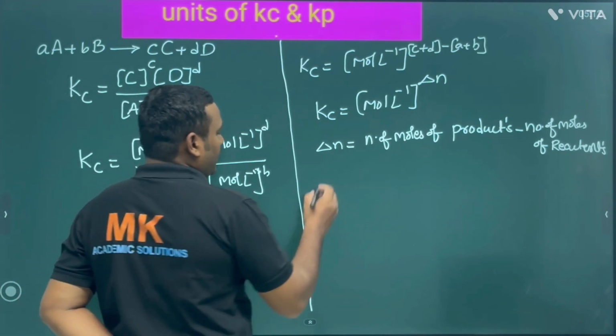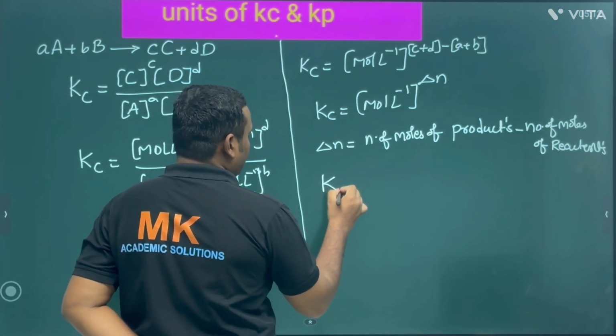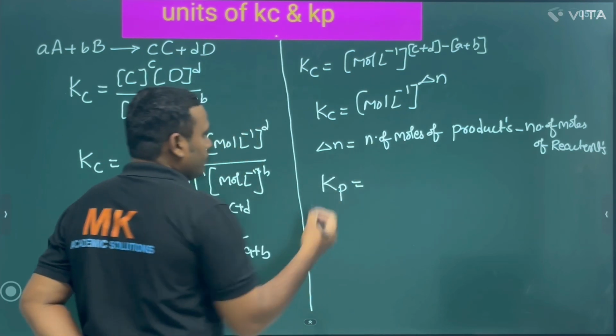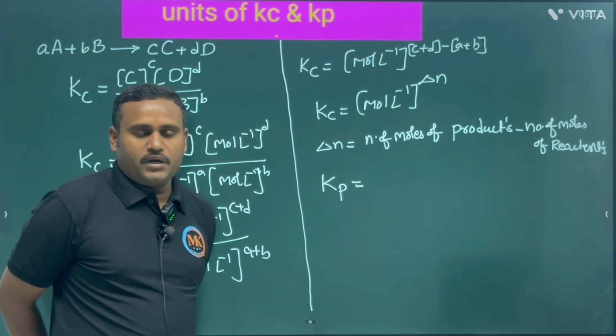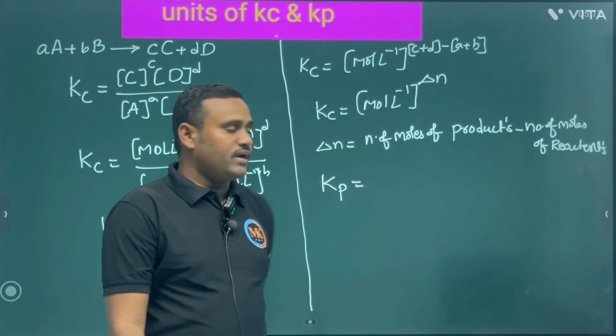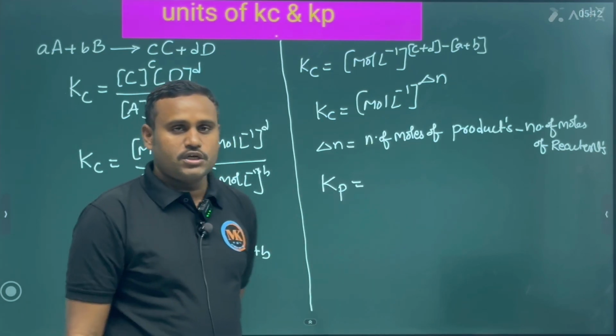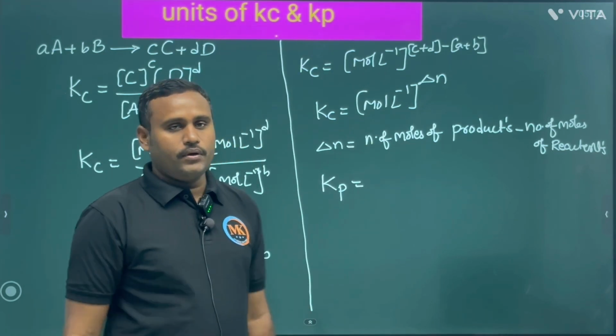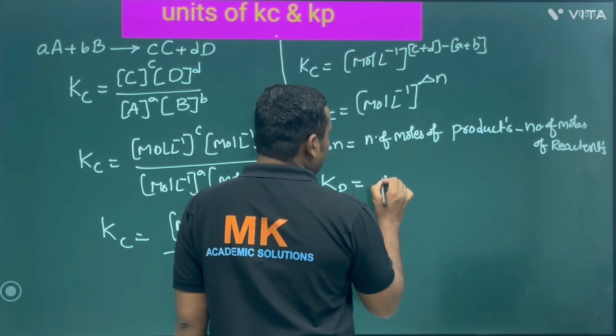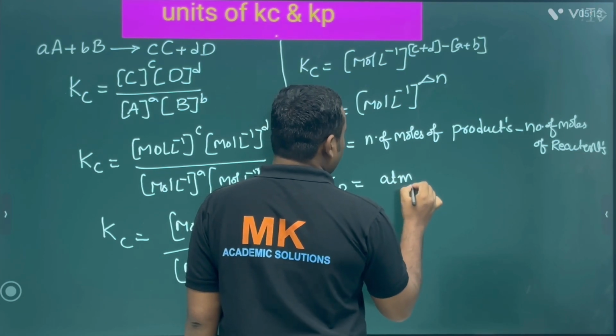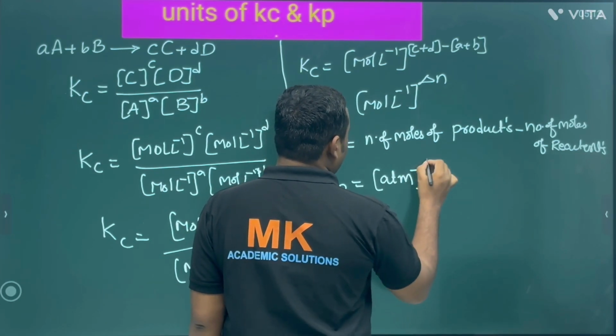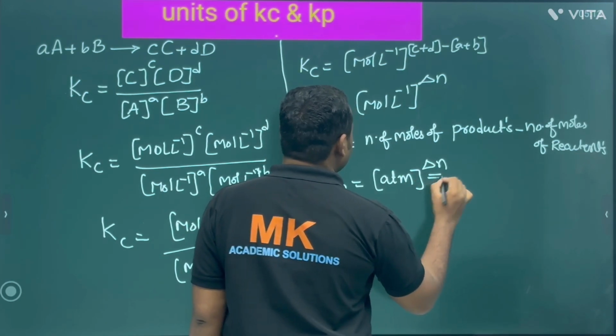Now next, Kp. In place of moles per liter or molar concentration, when you write the equilibrium constant with partial pressure units, we are going to take pressure units, which generally will be atmosphere. So here it is atmosphere to the power delta n. Okay, simply we can take that.